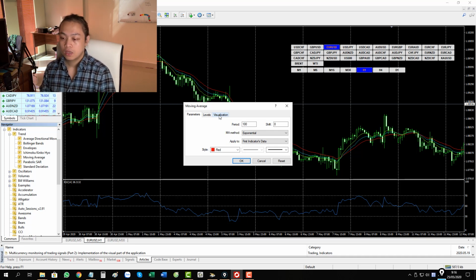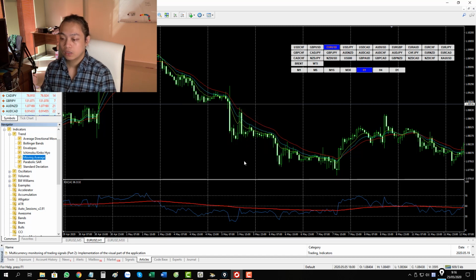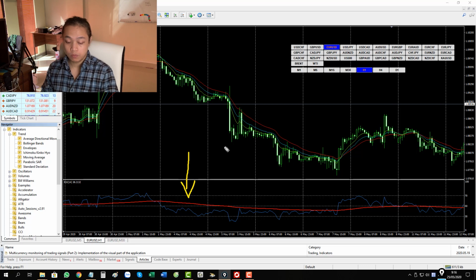So the only one that you have on the price chart should be RSI only. So apply to first indicator data, move to the visualization tab. You untick the show in the data window. Click OK. And here we have the moving average and RSI on the same window.